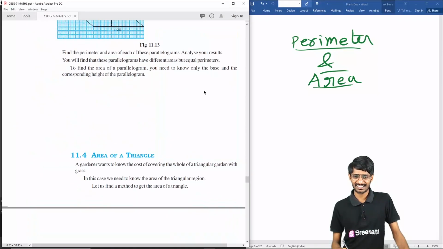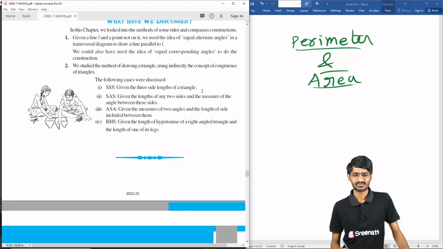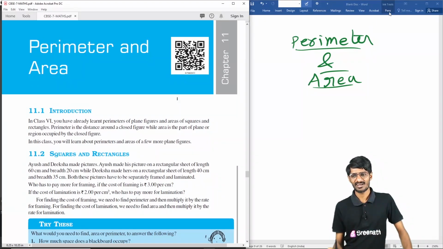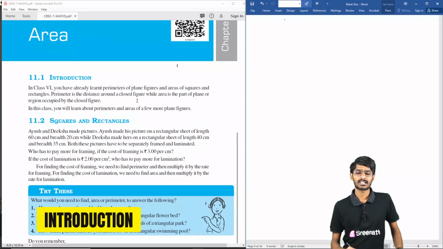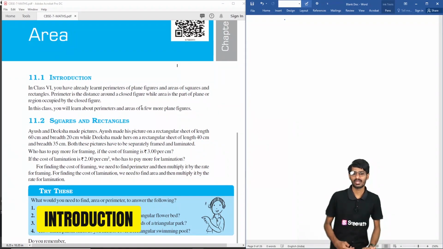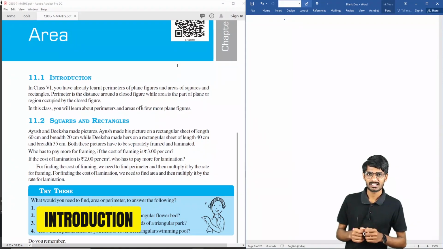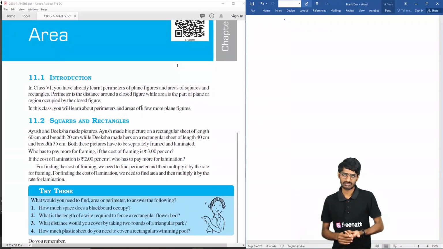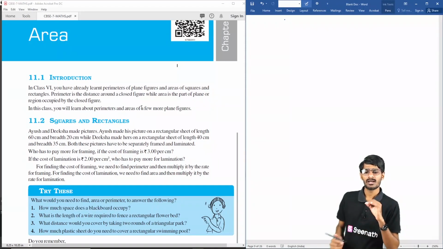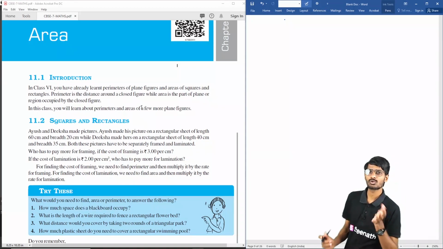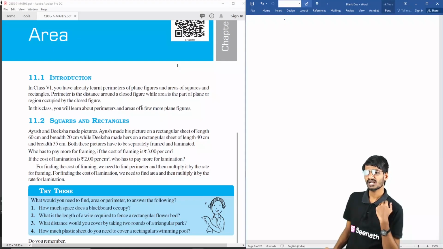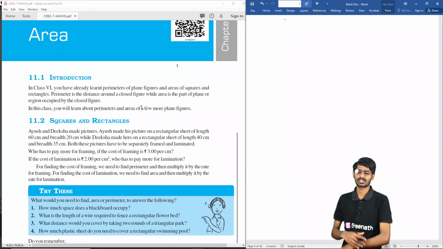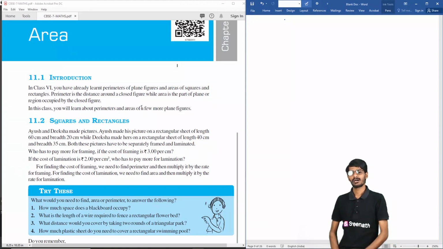We are getting into the detailed description, students. Perimeter and area. Okay students, so we will start. Introduction. In the previous class, the 6th class, we have learnt what is meant by perimeter, which is nothing but the distance along the boundary of a closed figure. And what is area? Area is the amount of surface enclosed by a closed figure. We found the perimeter of the rectangle, the perimeter of the square, the perimeter of an equilateral triangle, and the area of the rectangle and the area of the triangle.